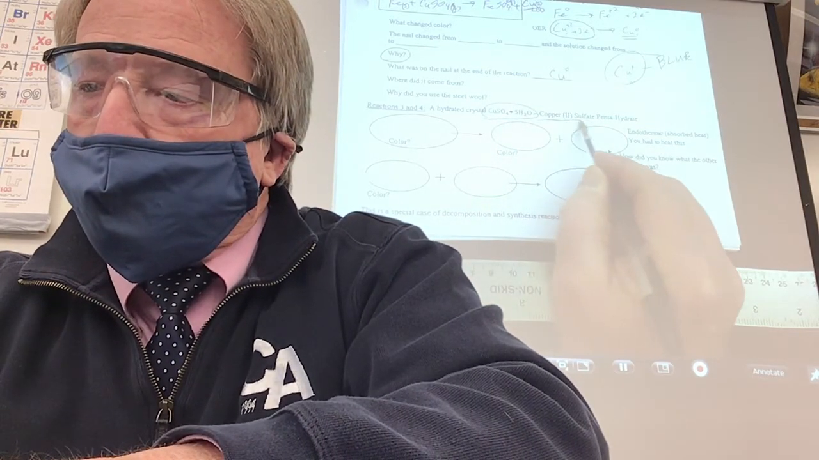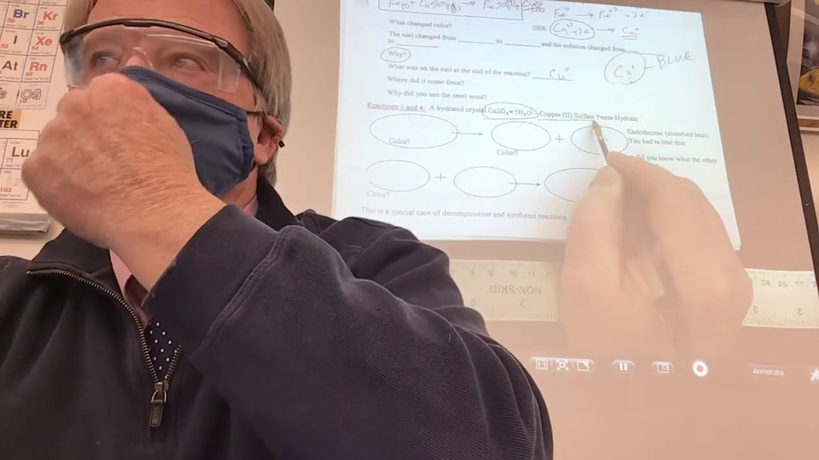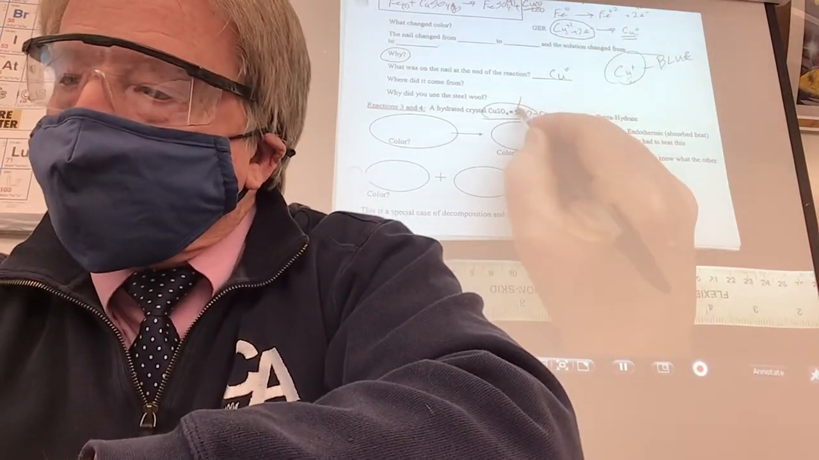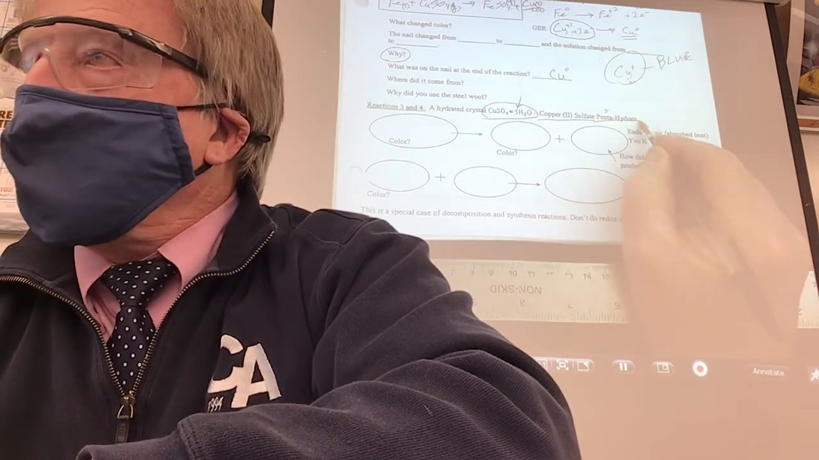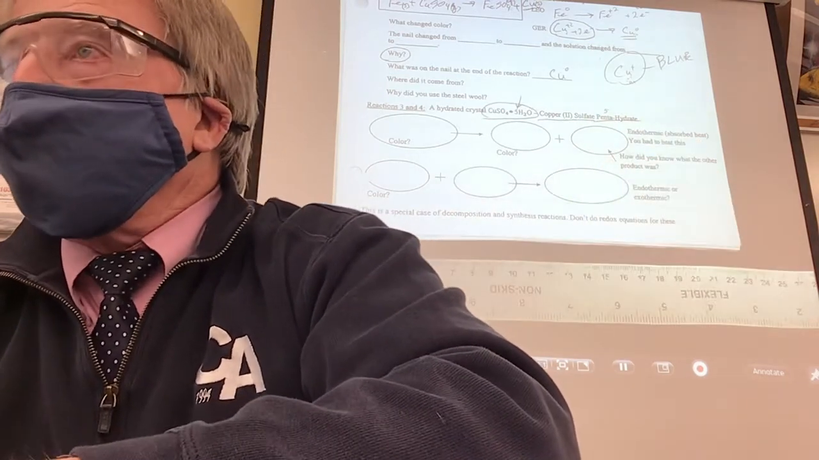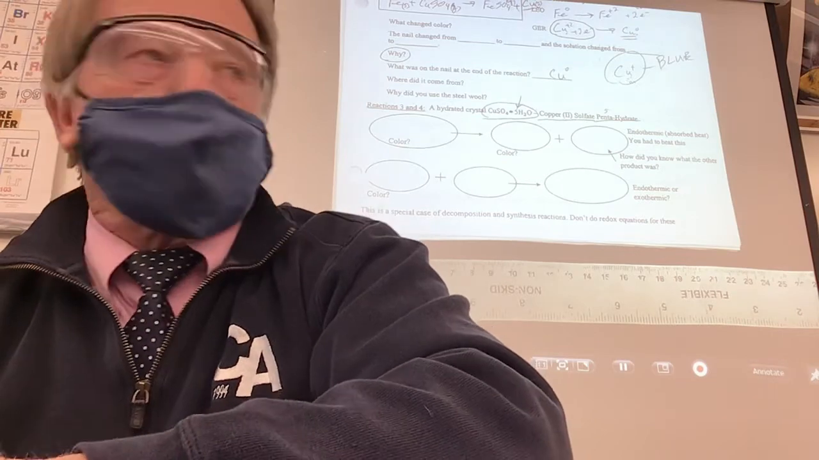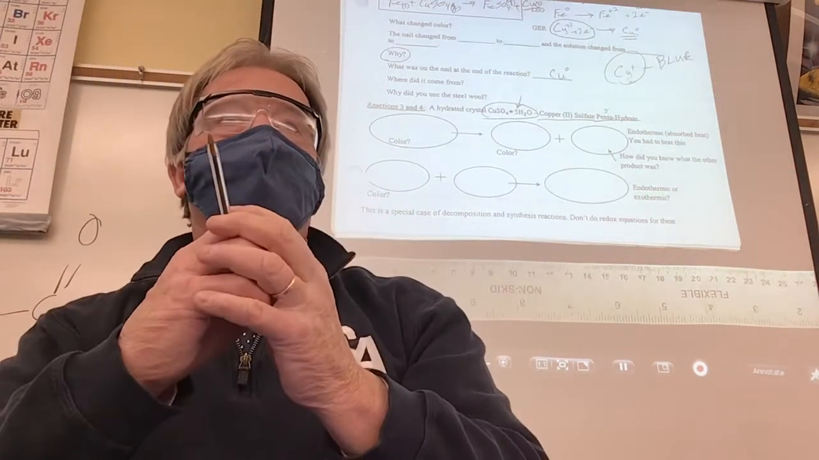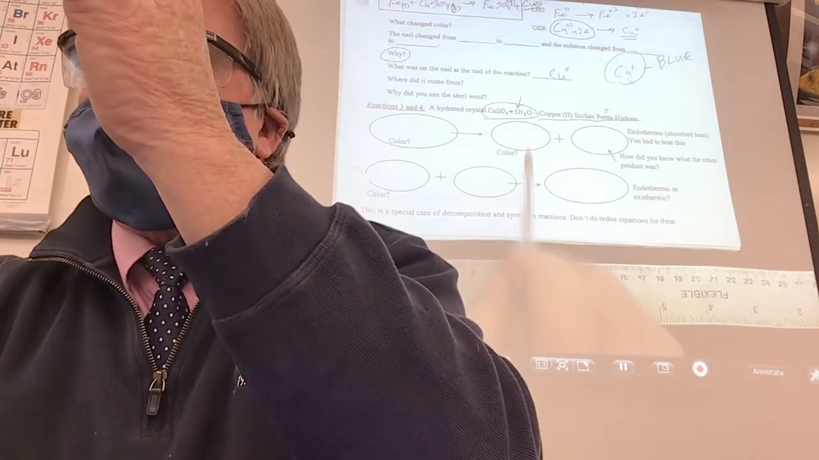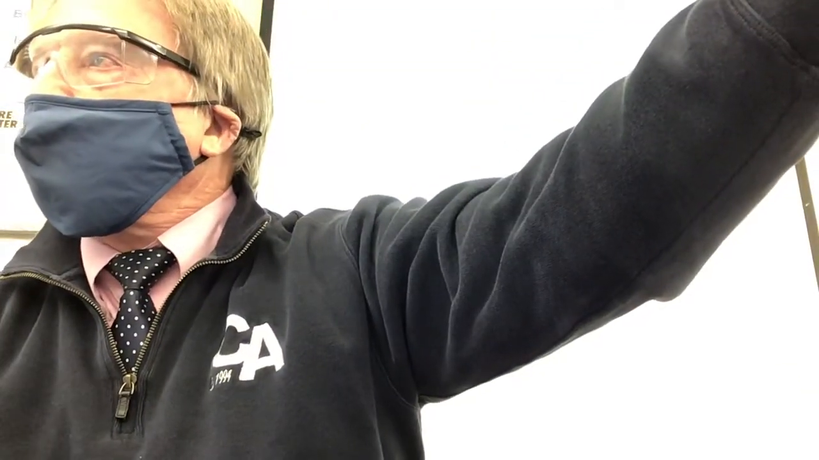Copper 2 sulfate. Don't stop there. Penta. What's penta mean? 5. Pentahydrate. And that's actually part of the chemical. It's not copper 2 sulfate and water. It is a part of the crystal. And for every one of these, there are 5 waters locked up into that crystal. And we had hundreds and hundreds of those crystals, didn't we?